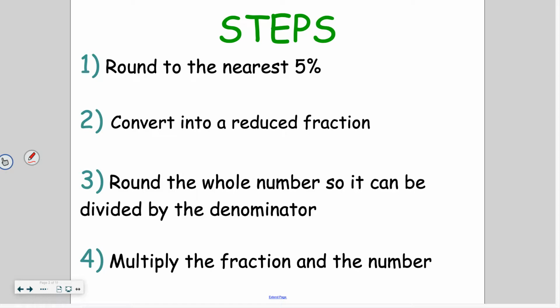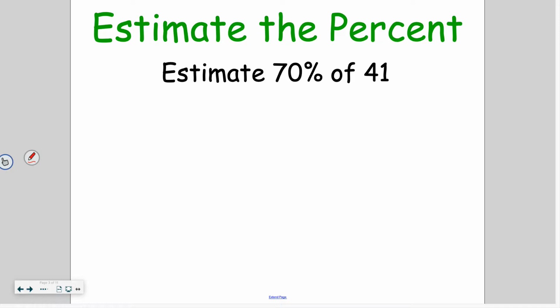Once you have a reduced fraction, you are going to round the whole number. So whatever you're taking the percent of, you're going to round it so you can divide by the denominator of whatever fraction you just got. After you do that, you're going to multiply your reduced fraction with your rounded number, and that's going to give you your answer. So, in this first one, we're going to estimate 70% of 41.